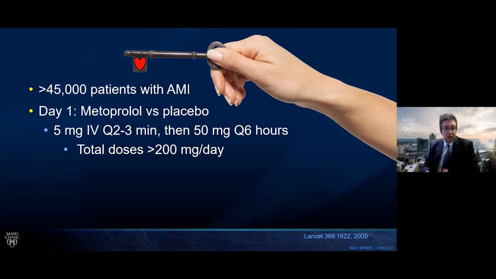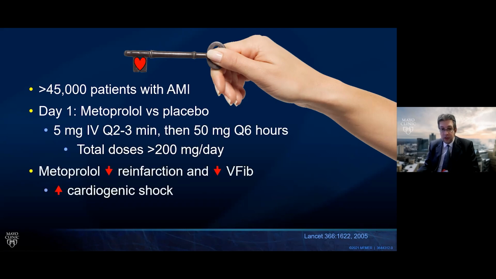And then immediately thereafter began loading with 50 milligrams of oral metoprolol every 6 hours, such that within the first 24 hours in a patient who may have been beta blocker naive, they've received 200 milligrams of metoprolol. Well, what happens when you bury someone in a mountain full of metoprolol? Well, you do decrease reinfarction and ventricular fibrillation, but we also saw that in the first 1 to 2 days, you have a lot more cardiogenic shock. The person already has an insult going on, and then if you load them up with high-dose protocolized beta blocker, you end up with trouble.